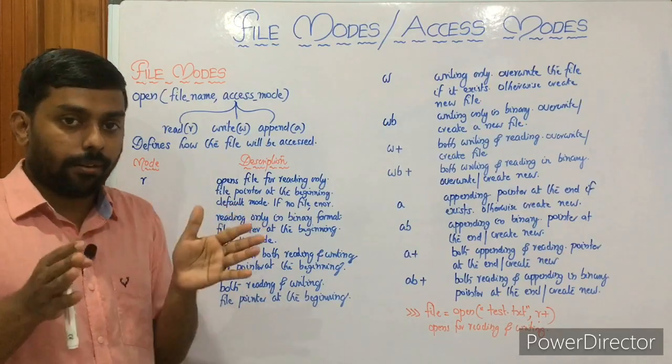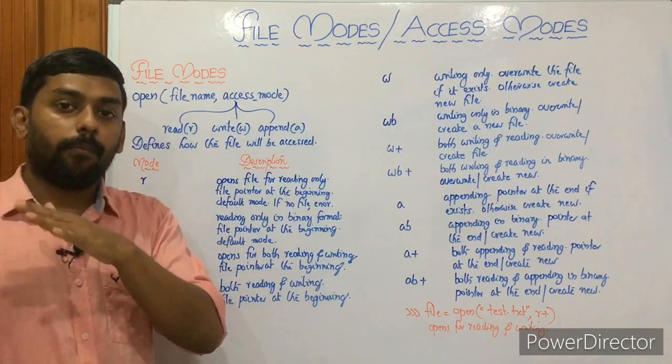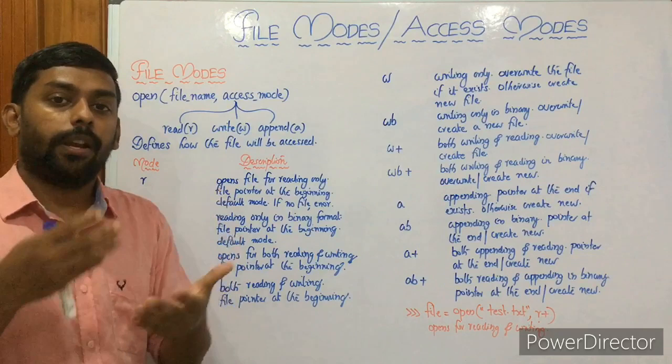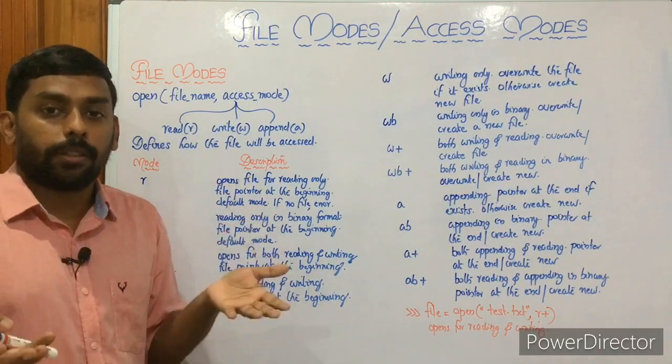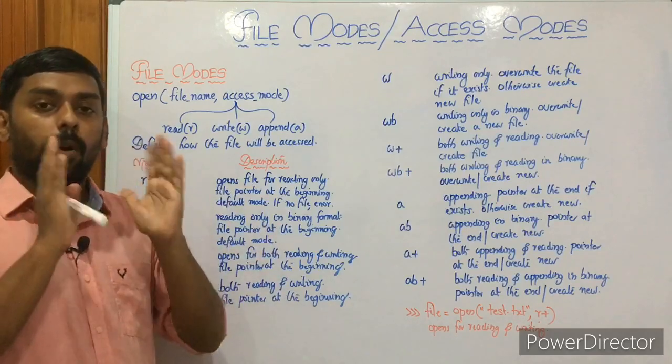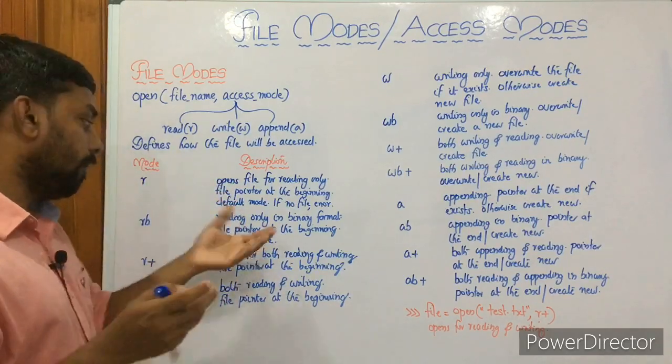Okay, hope you get it, right? R stands for reading for text file and RB stands for reading for binary file, only reading operation. In both the cases we have the file pointer, right? File pointer points at the beginning of the file. Okay, yeah, that's the default mode.